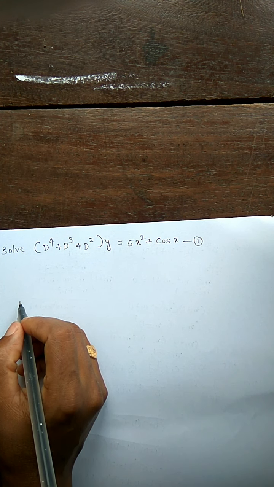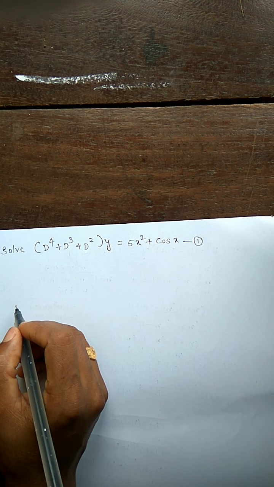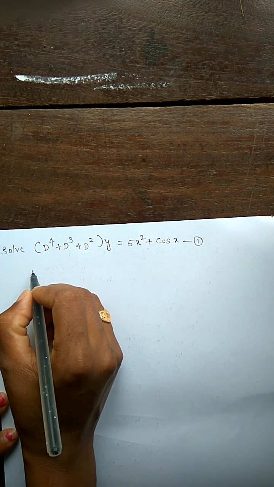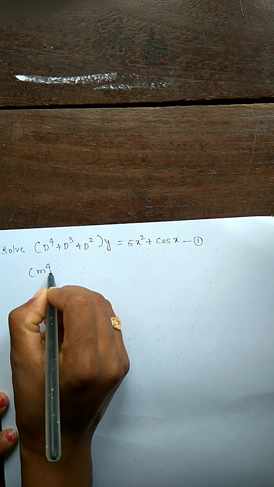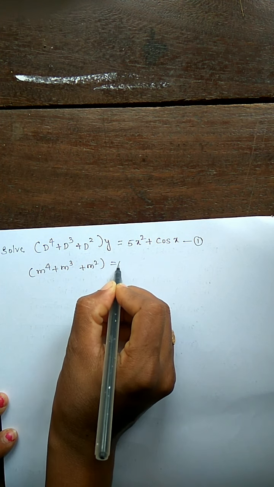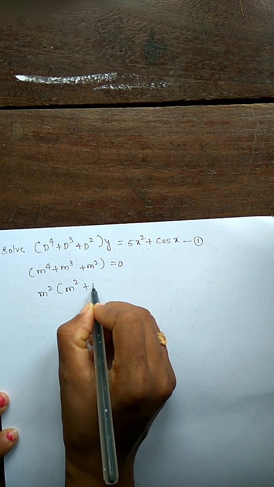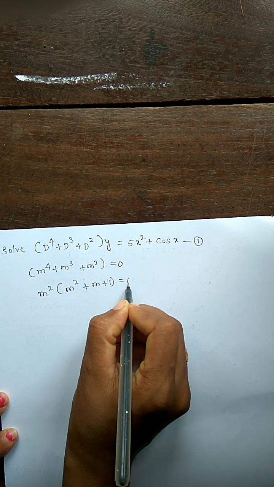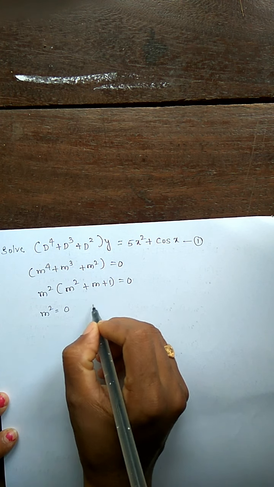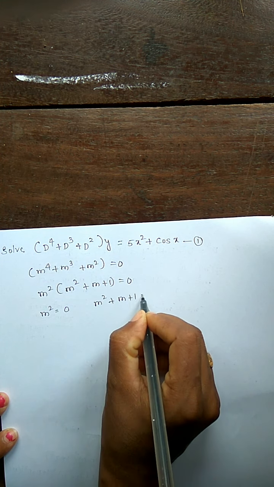So first we shall find the complementary function of the given equation number 1. To find the complementary function, we have to consider the auxiliary equation of the form f of m is equal to 0. So here f of m is equal to 0 means m power 4 plus m cube plus m square is equal to 0. Here I will take m square outside. So we are left with m square into m square plus m plus 1 is equal to 0. So m square is equal to 0 or m square plus m plus 1 is equal to 0.